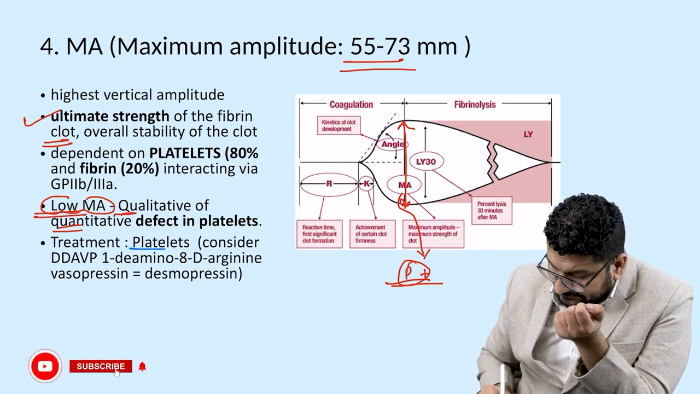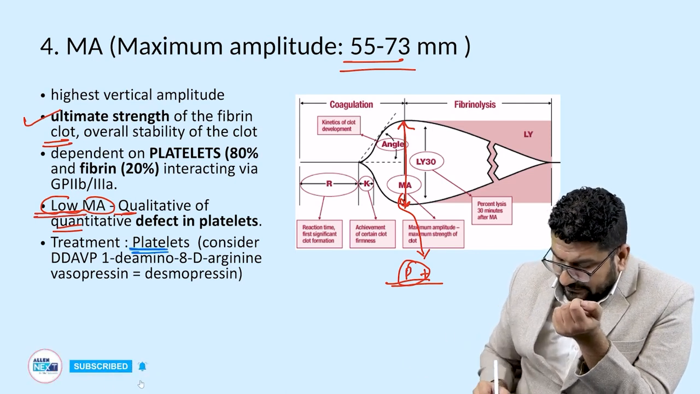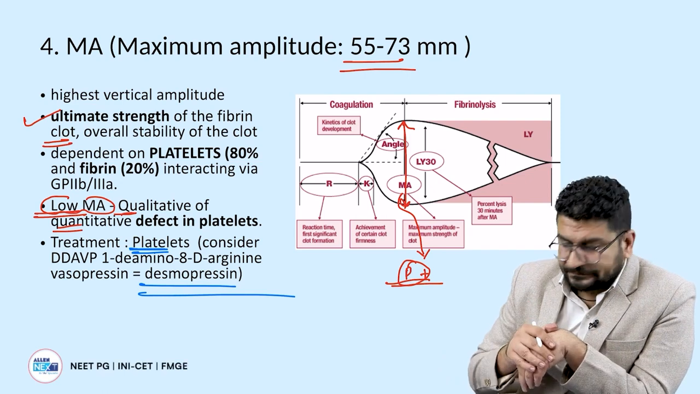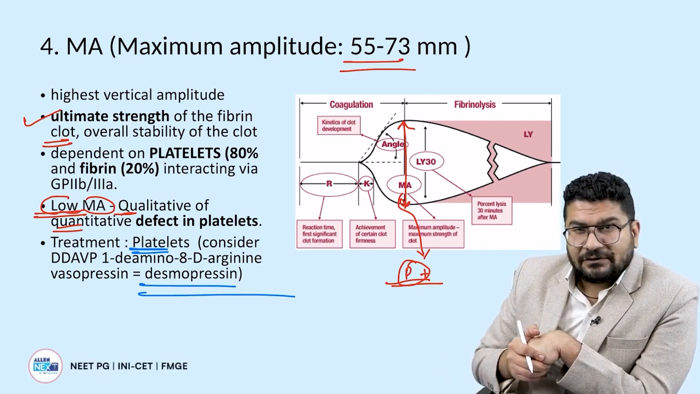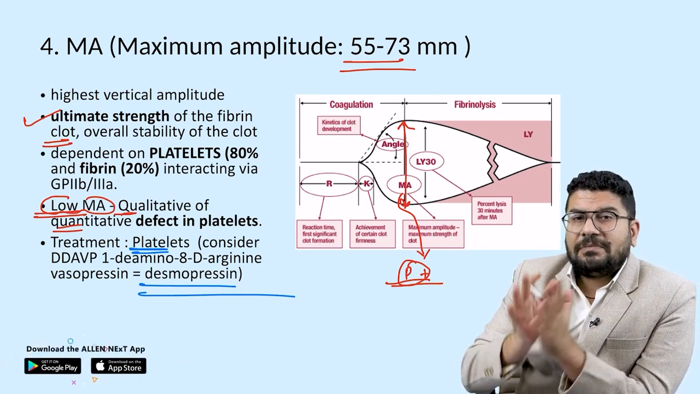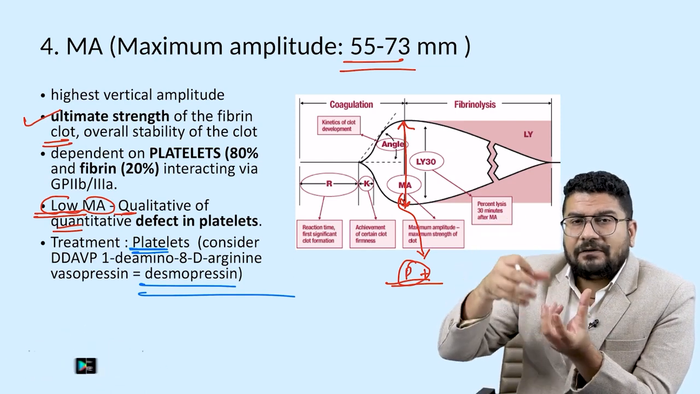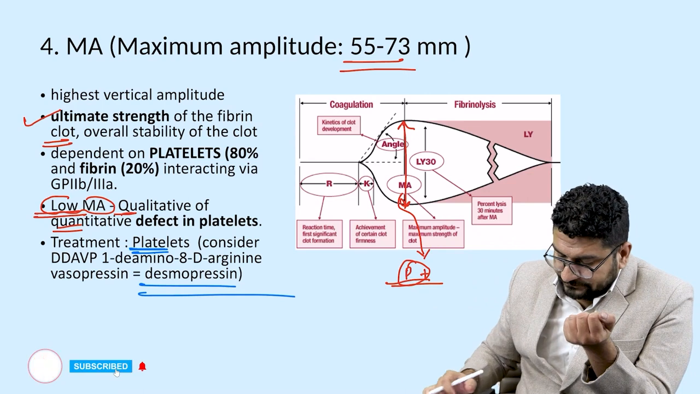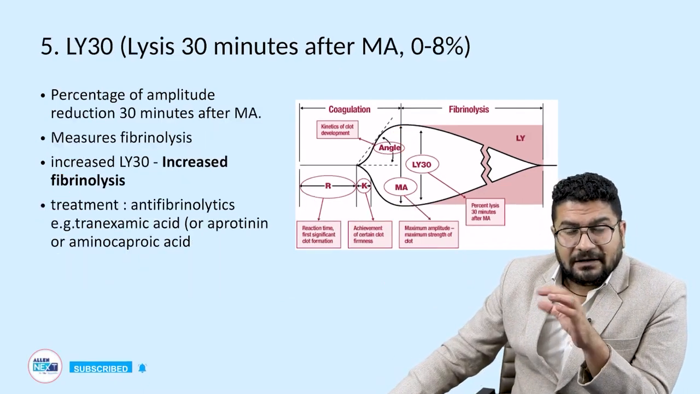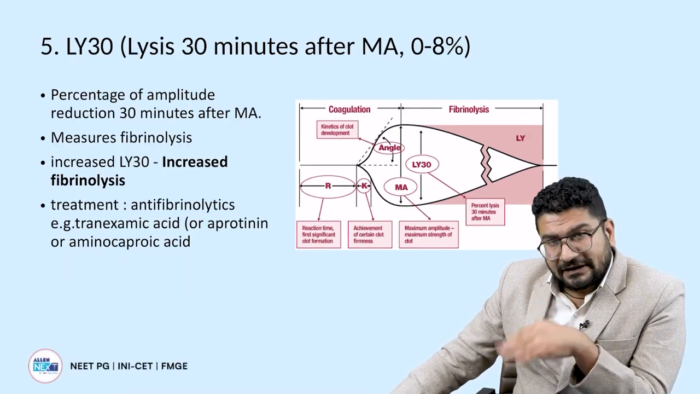We give platelets. Besides that, what else can we use? Desmopressin. Clear? Desmopressin, actually what it will do is push Weibel-Palade bodies to release more and more von Willebrand factor, so that there will be more chance of platelet adhesion. But it will not be as good as platelets. Again, platelets will be the better option.